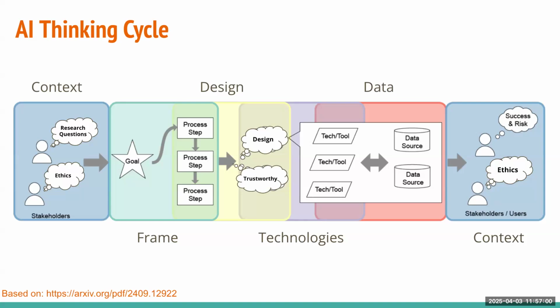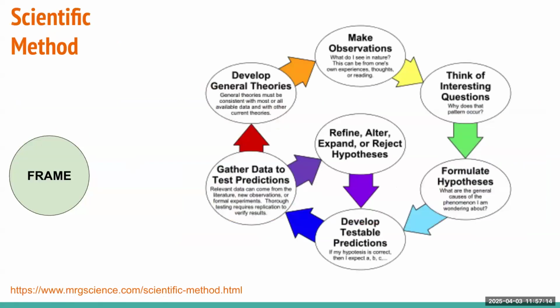Was it successful? What were the risks, or what are the risks involved in actually carrying out your research? And back to your ethics considerations again. So I found this to be helpful in terms of thinking about research, because research can look like many different things. This is the typical scientific method that you probably started learning in elementary school.